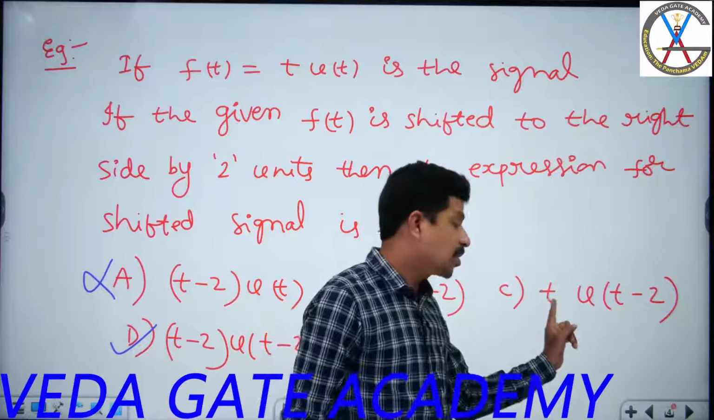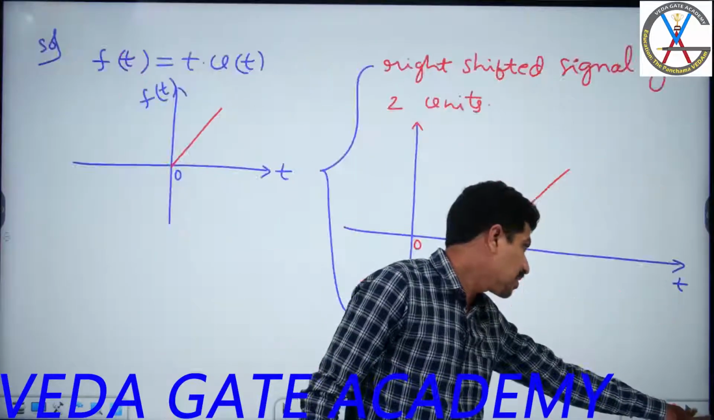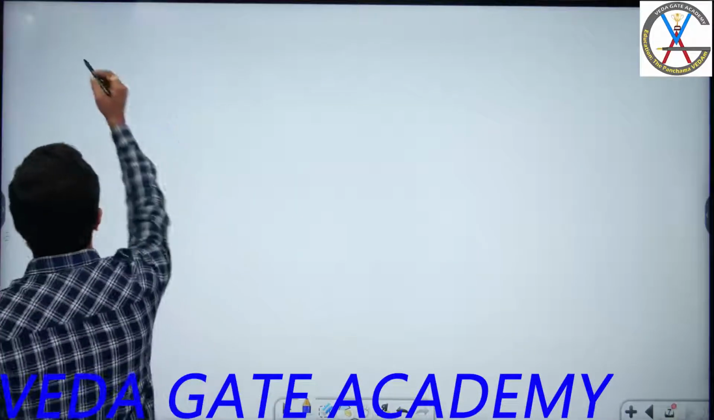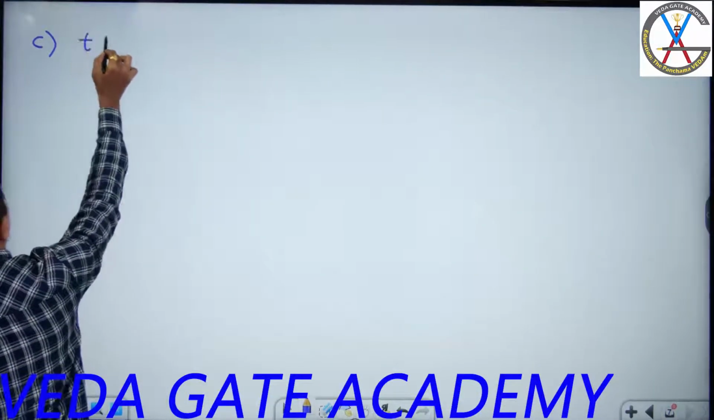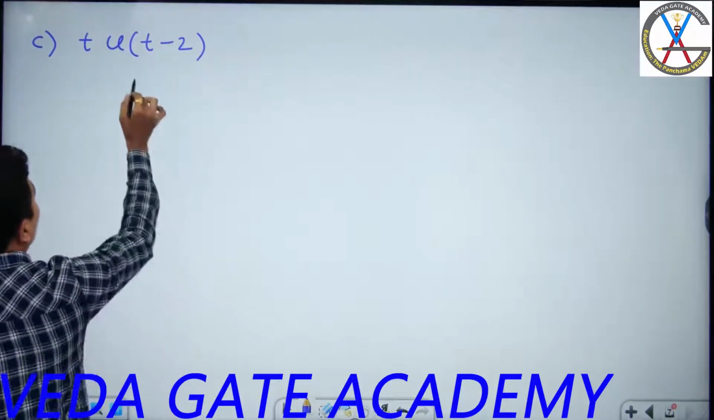What we have next, not the last but one option, is T into U of T minus 2. Let us sketch this one. Option C is T into U of T minus 2. What is the graph of T?